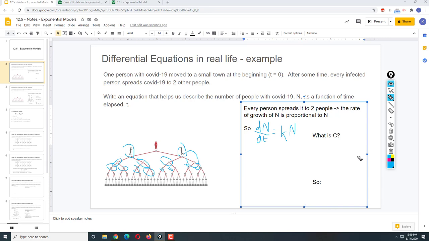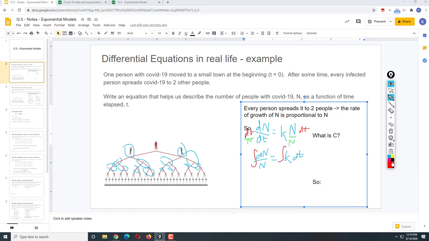Okay. Now we use separation of variables. Multiply both sides by dt. Divide both sides by n. When we do that, we get, on the left-hand side, just dn over n. That's the same as 1 over n dn is equal to k dt. Now all the n's are on one side, all the t's on the other. We can integrate both sides.